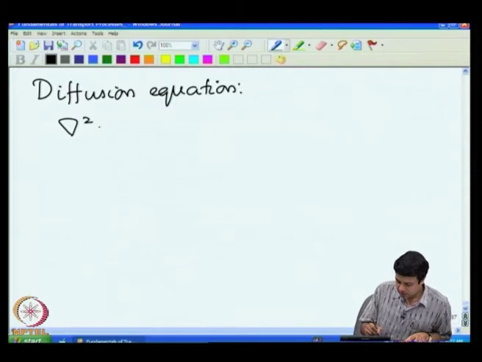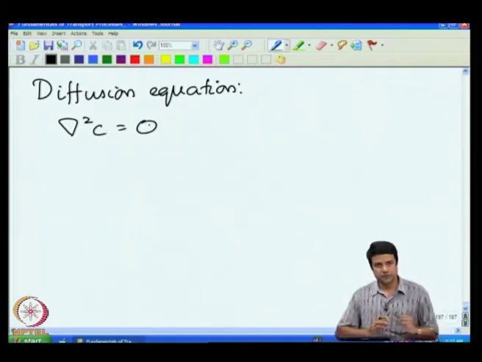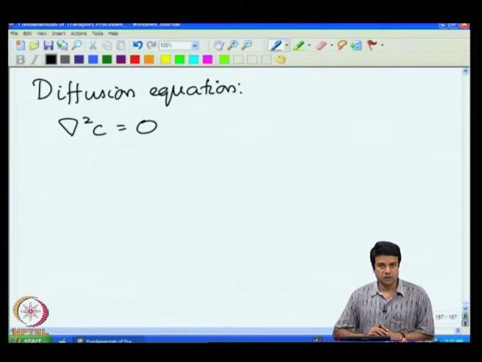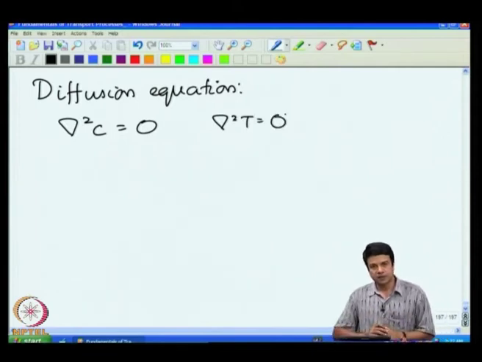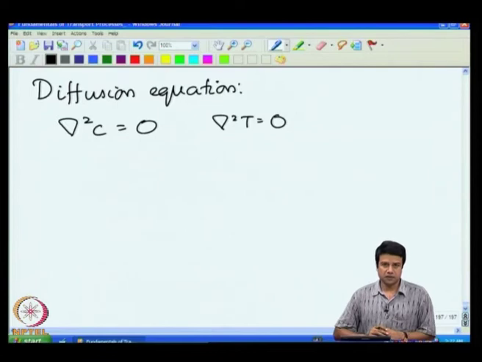The simplest equation is del square c is equal to 0, if there are no sources or sinks within the field. Alternatively, for heat transfer, the equivalent is del square T is equal to 0. So, the Laplacian of the concentration or the temperature field has to be equal to 0 in case there are no sources or sinks. We looked at how to solve this equation for a Cartesian coordinate system.